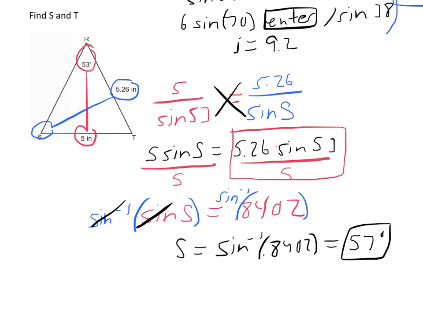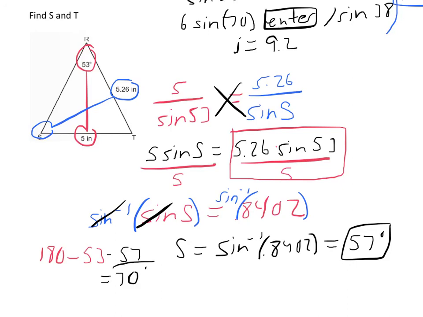Now if 57 degrees is given, then we can use that and say, alright, 180 minus 53, which is given to us, minus 57, which we just found, that would give us our remaining angle, which is 70.